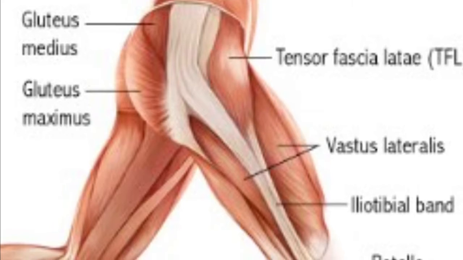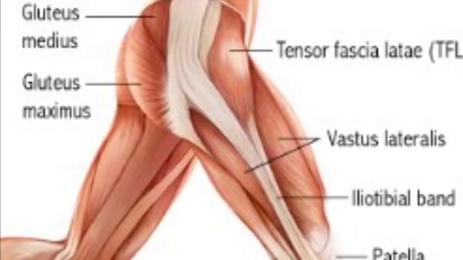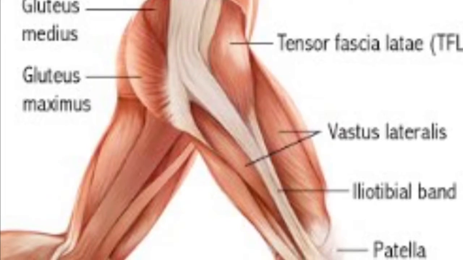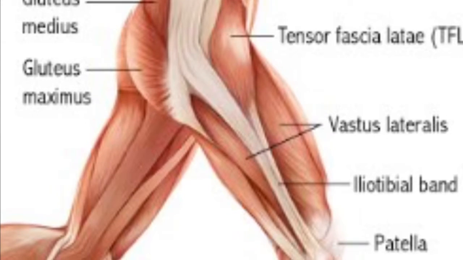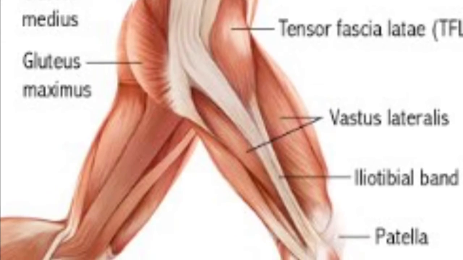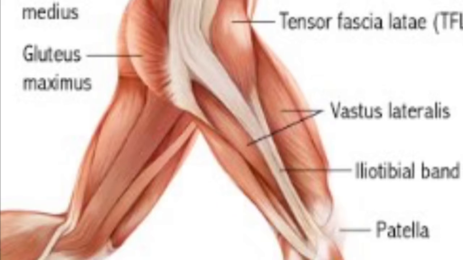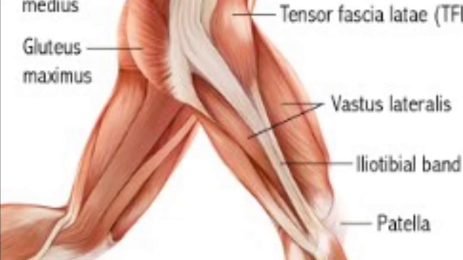The IT band serves as an attachment point for many muscles at the hip. These muscles consist of glute medius, glute maximus, and the TFL and vastus lateralis. All of these muscles can impose tension on the band if they are tight.